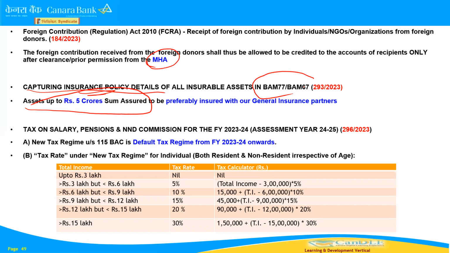Tax salary, 296/23. Now, this is a new regime. And remember, the new regime will be the default tax regime. If you are not doing anything, the default is the new regime. And this is the taxable slabs for the new regime. I'll give the slide, you can go through it. I don't want to read it.